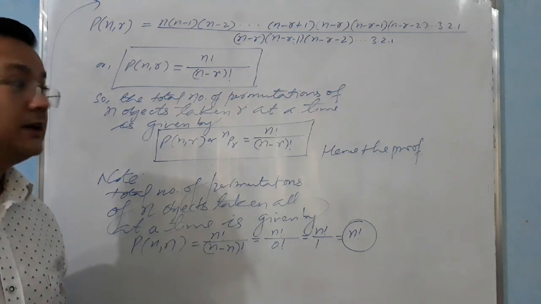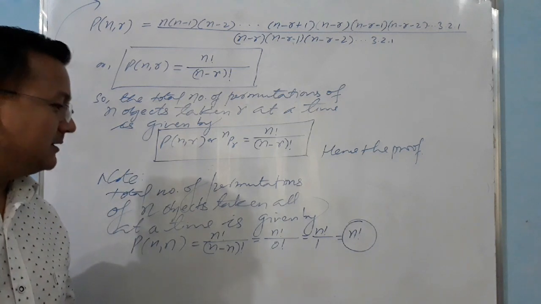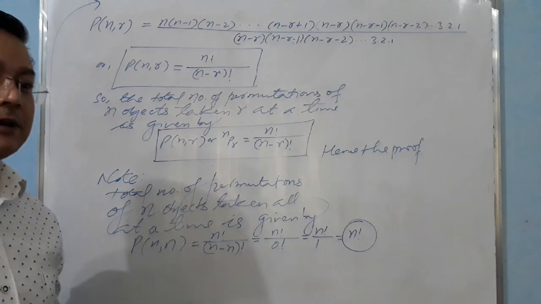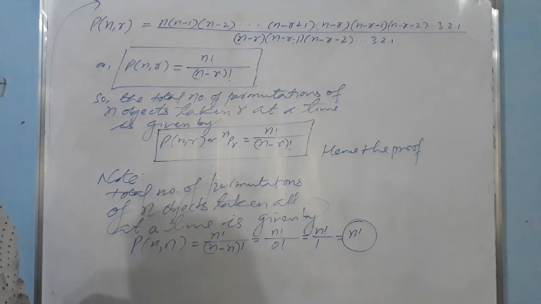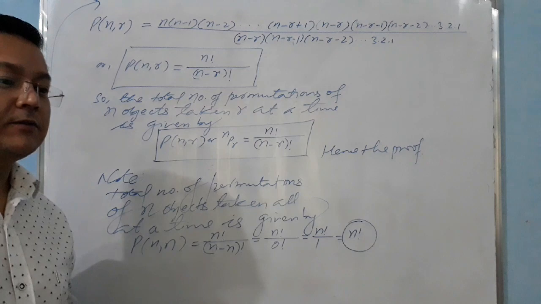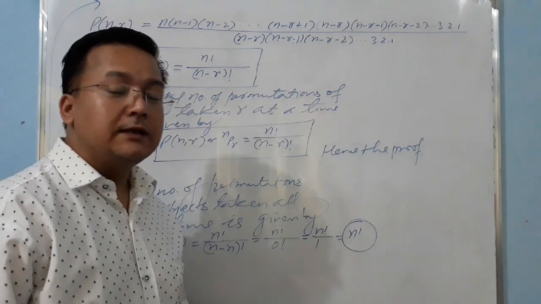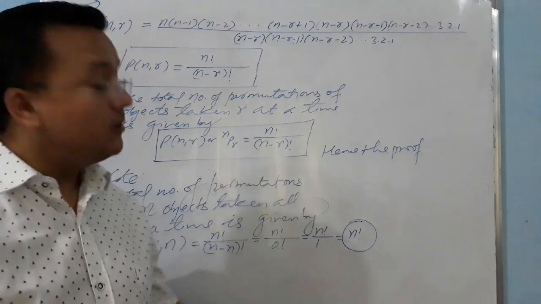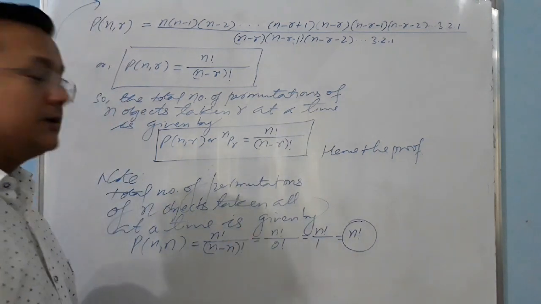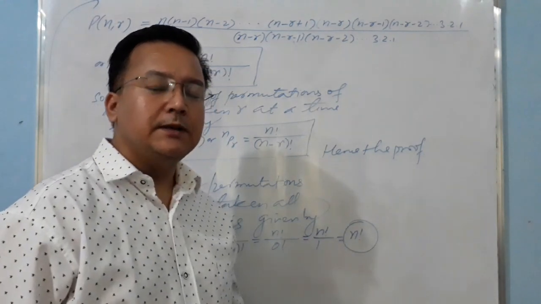If you are taking all at a time, then there is no need to use this formula. You can reduce one step and directly say n factorial. If you are making arrangements of 7 letters taken all at a time, then you can say 7 factorial. Arrangements of 6 letters taken all at a time, 6 factorial. So directly you can use n factorial. All right, now I think you understood this theorem fully.